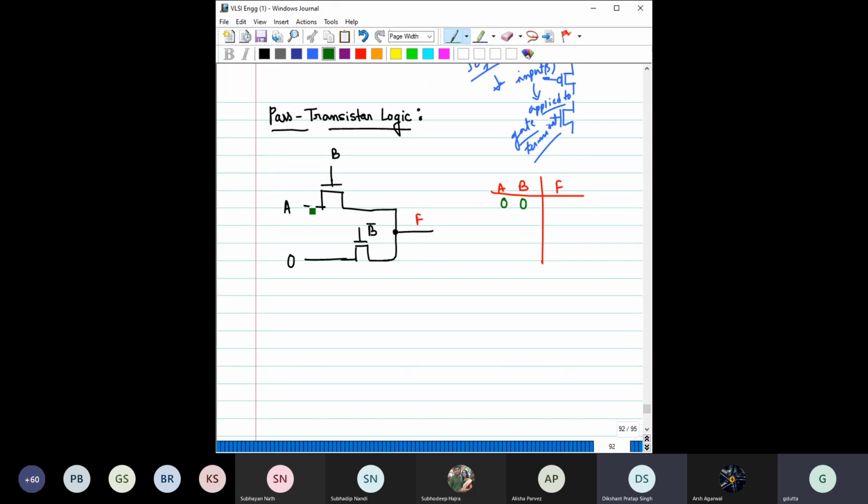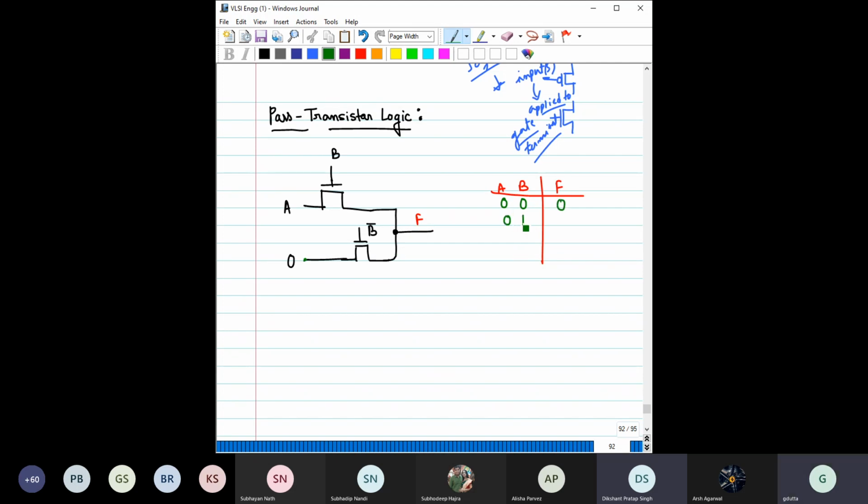Say A is 0 and B is 0. Let us see first B equal to 0, because B has been applied to the gate. B equal to 0 means this transistor is off, and B bar means this transistor is on. Here 0 has been connected, so this path is off, a high impedance, meaning the resistance is quite high. But here it is on and you have applied 0, so 0 has now been connected with this F.